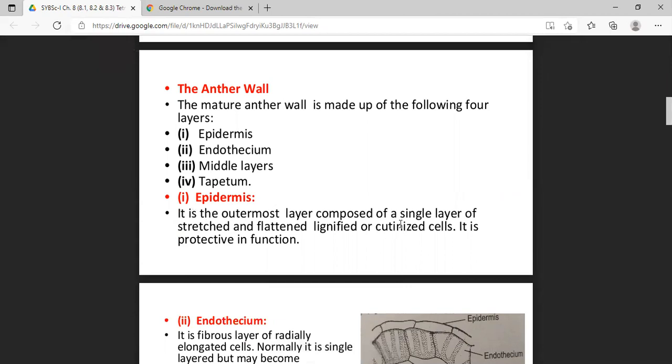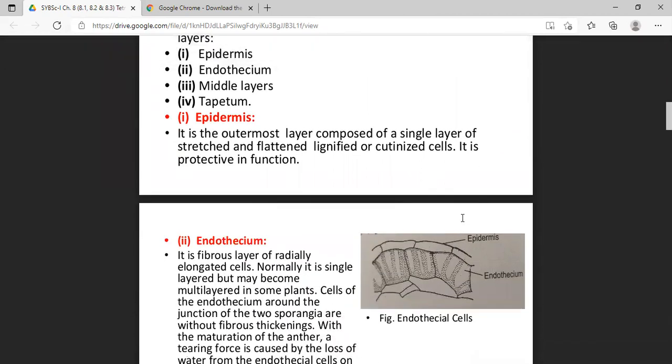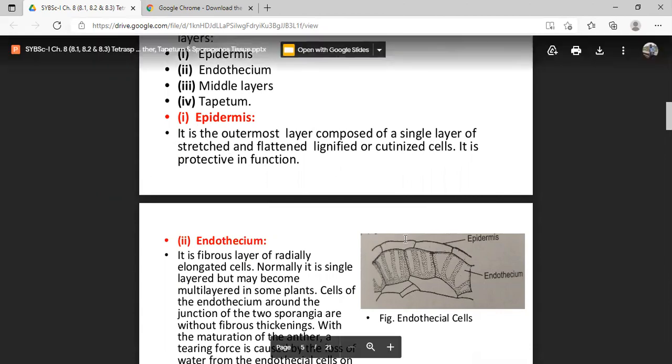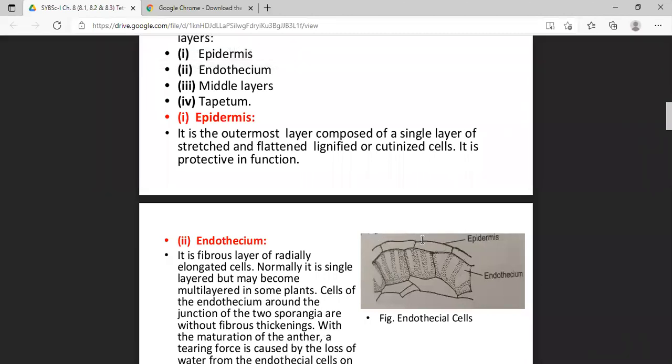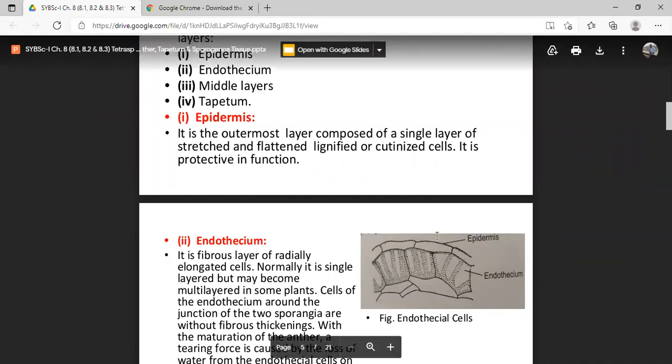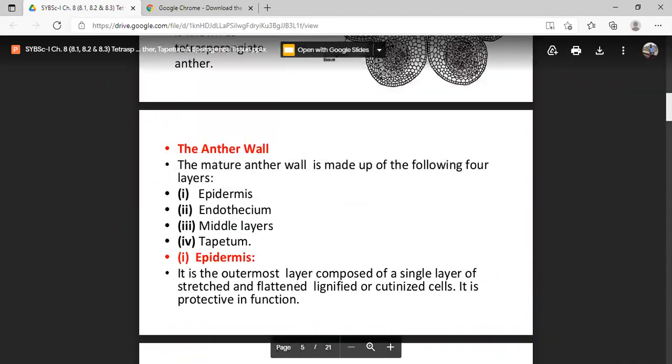It is the outermost layer composed of a single layer of stretched and flattened lignified or cutinized cells. So it has some lignin deposition as well as a waxy coating on the cells. The main function of the epidermis is protection. This is the enlarged view of that section. We can find a single layer of compactly arranged cells, either lignified or cutinized, that means a waxy coating. The function is protection, or it can form particular environmental conditions.